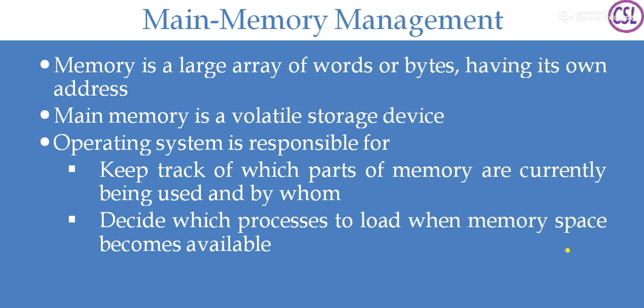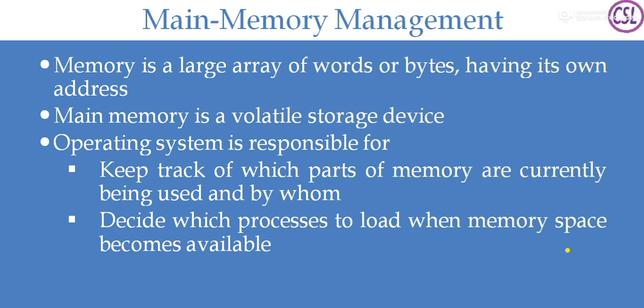And it decides which processes to load when memory space becomes available. That means it is monitoring which process is loading, which process occupies the memory, and which memory area is free. So based on the available memory, it can decide which process is going to load, because it always keeps track of the parts of the memory which are available and which are occupied.